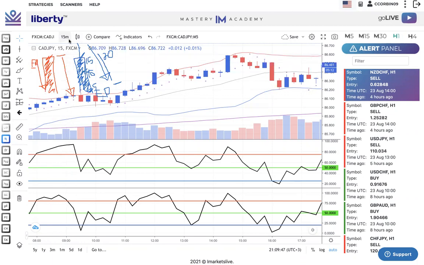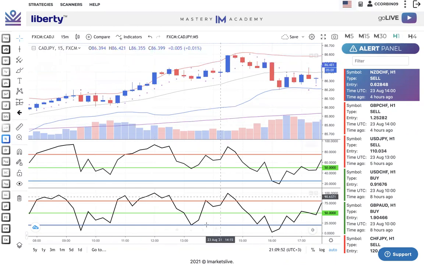So if you are analyzing on a 15-minute chart, you want to count your confirmations. So let's go to the most recent candle here, because this is 15-minute.